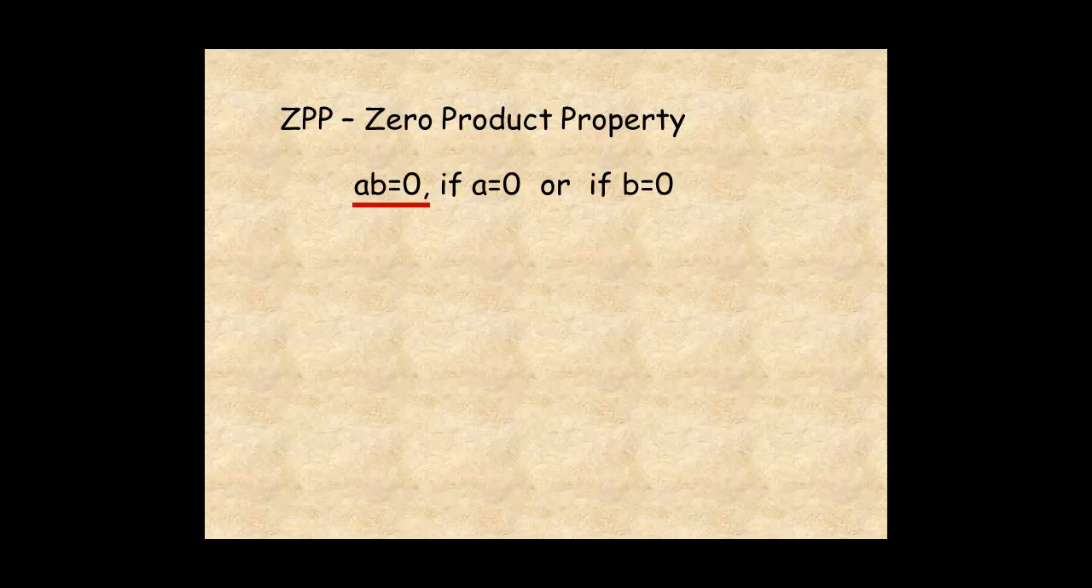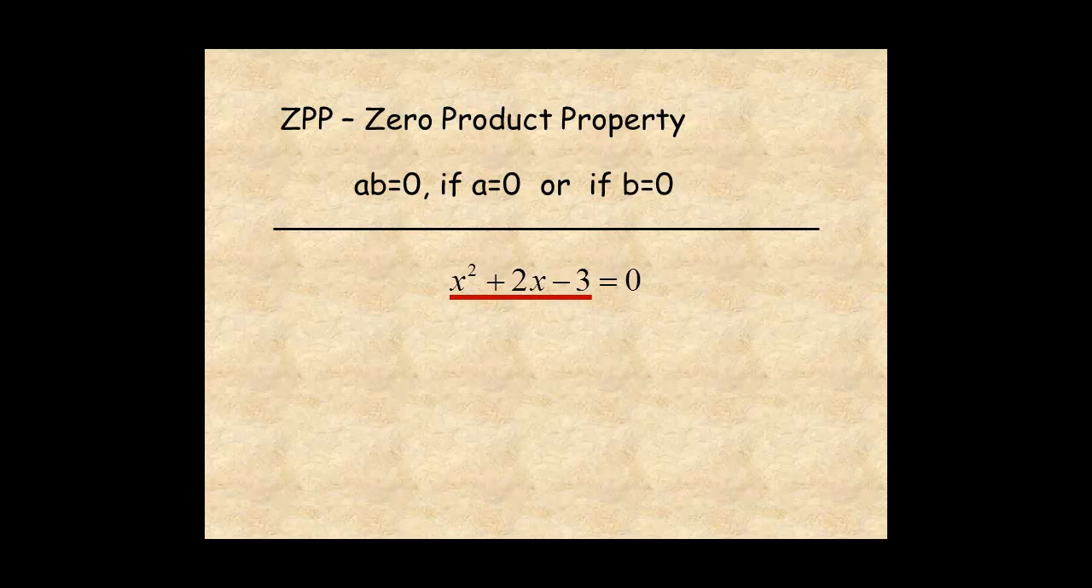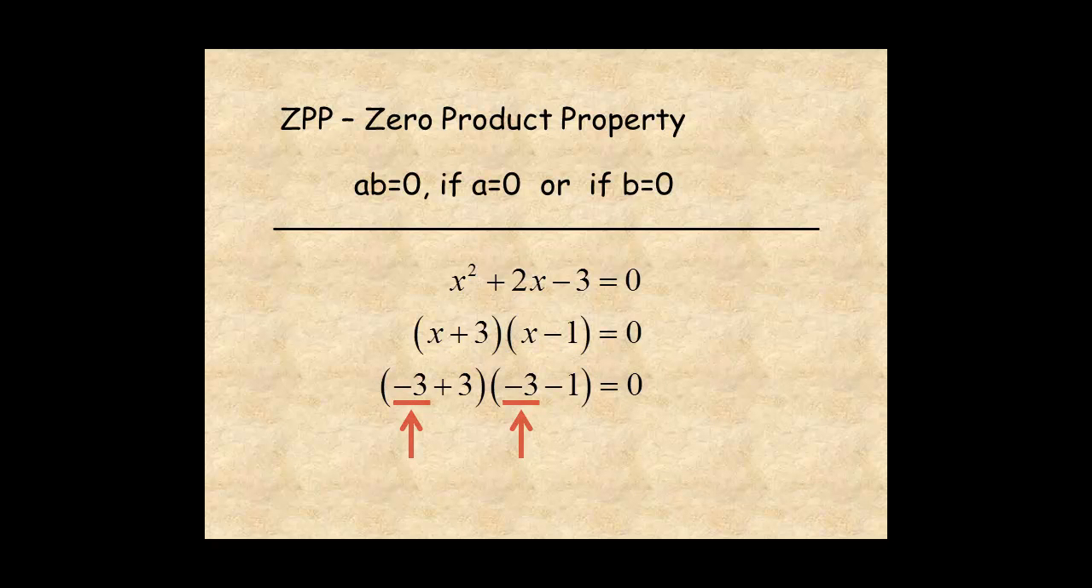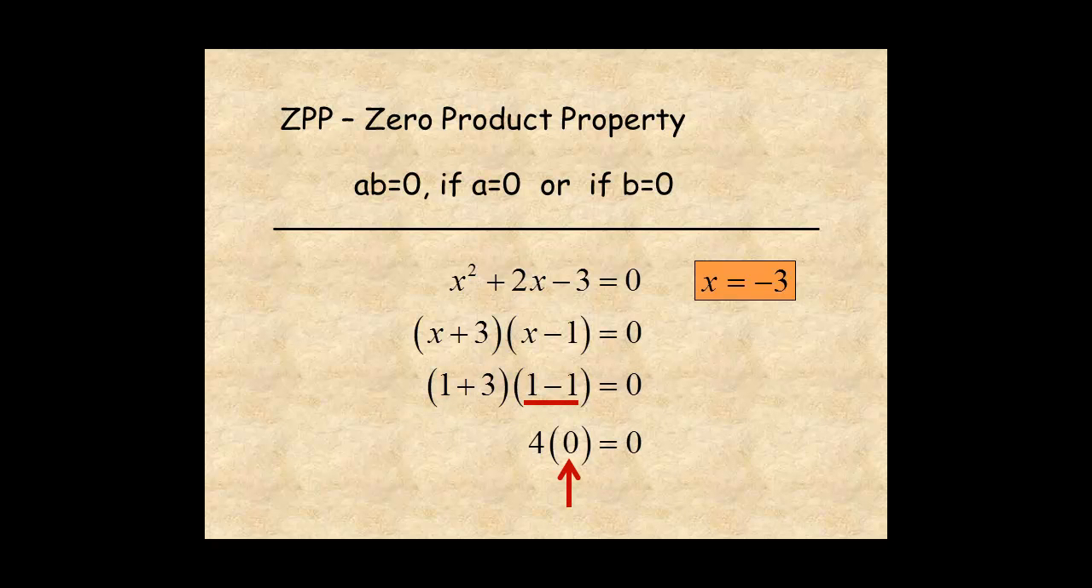For example, the quadratic expression in this equation factors as a product of x plus 3 times x minus 1. Notice if you substitute x equal negative 3, the first factor is equal to 0, which makes the product equal to 0. So x equal negative 3 is a solution to the equation. Also notice if you substitute x equal 1, the second factor is equal to 0, which makes the product equal to 0. So x equal 1 is also a solution to the equation.